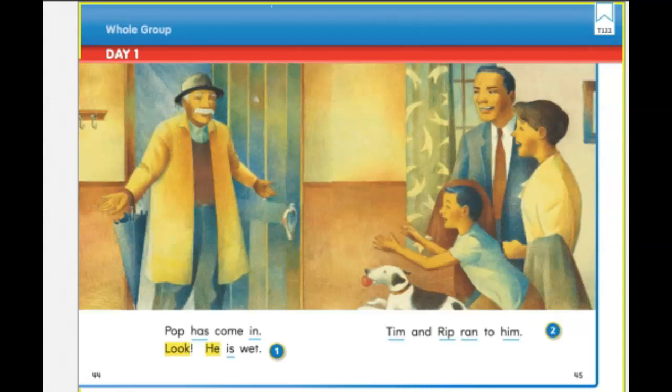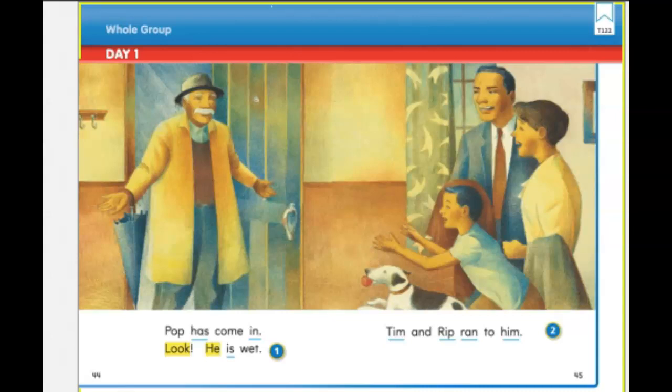Pop has come in. Look, he is wet. Tim and Rip ran to him. So two of those words are highlighted. Look is highlighted and he is highlighted. Those are some of our frequency words we learned in this lesson so far. So let's read this page together. Try to follow along with me.